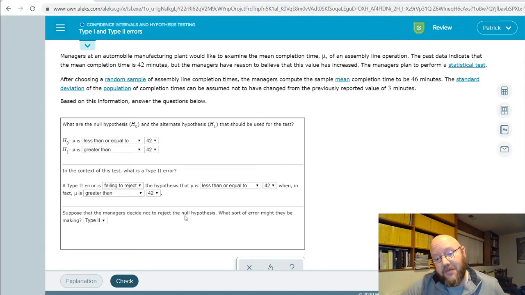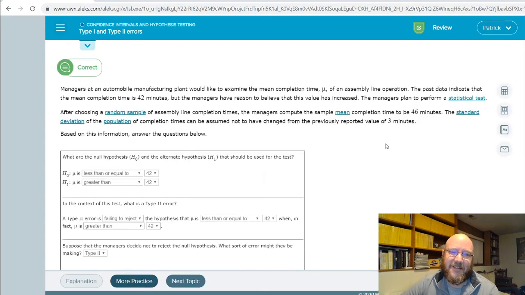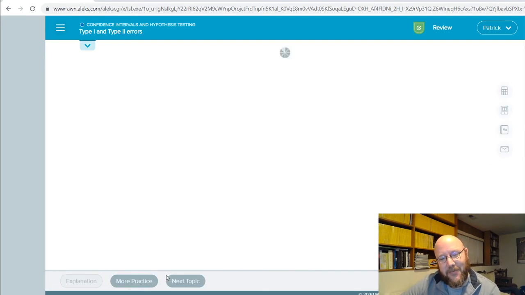So this last one's a little bit easier. If you're rejecting the null hypothesis, you can always make a type one error. And if you're not rejecting the null hypothesis, you can always make a type two error. Write that down, okay? All right, here we go, let's give it a check. And we got that correct. Let's try one more here, all right?